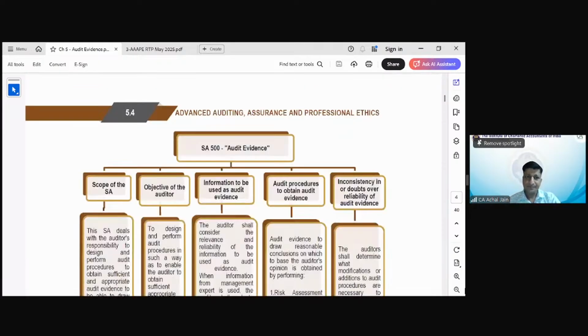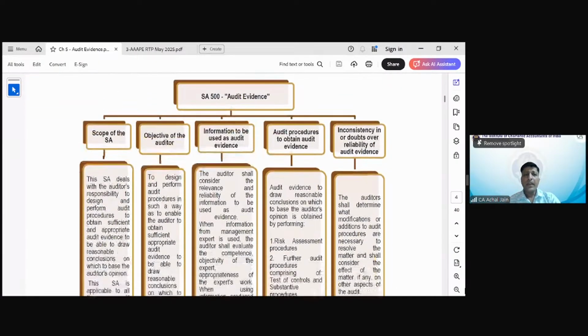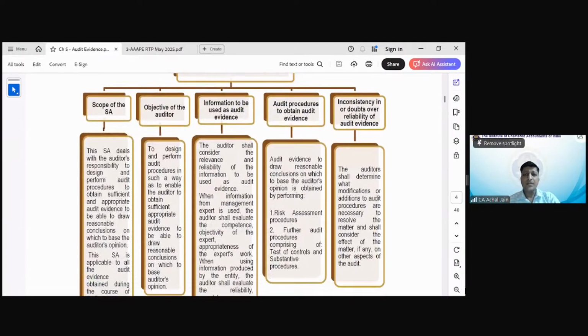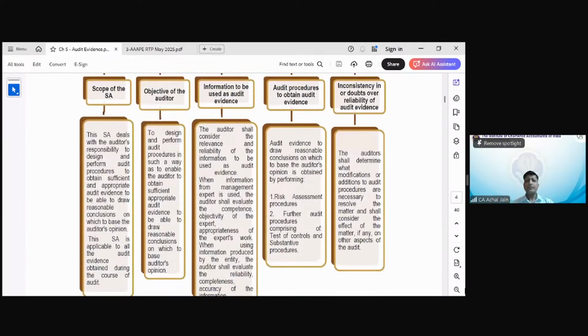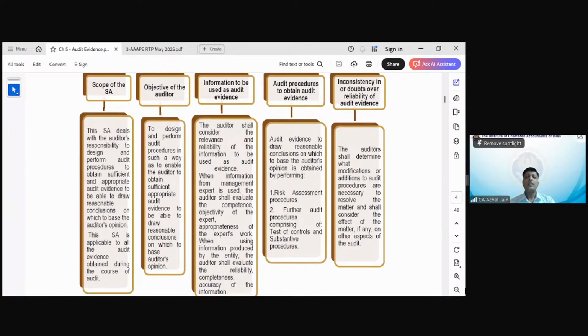Correct? Now, as regards the audit evidence, if you again go back to the objectives of the audit, the auditor is required to ensure, so somewhere if you go back to the audit objective, what does it require?